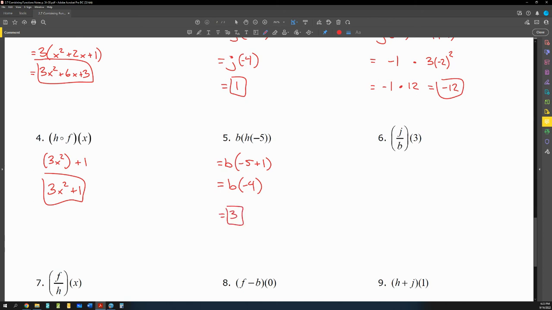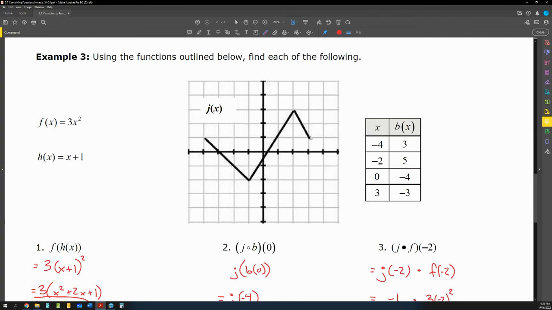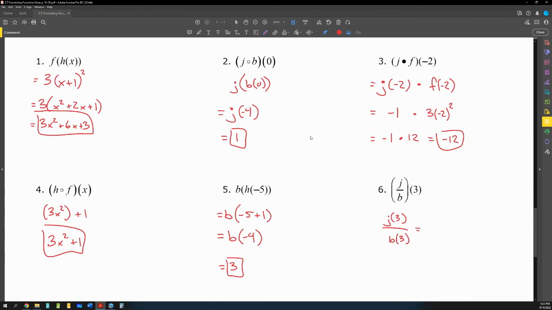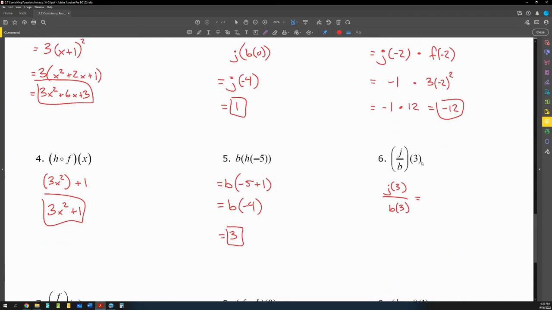Okay. Number 6, j divided by b of 3. So we have the same as j of 3 divided by b of 3. J of 3, we look at the graph. J of 3 is equal to 1. And then b of 3 from the table of values is negative 3. So this is equal to 1 over negative 3, or simply negative 1/3.